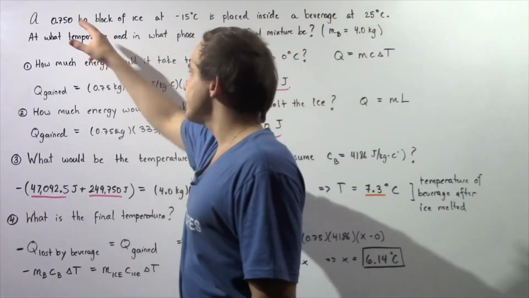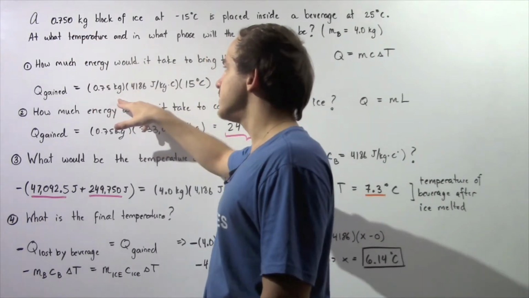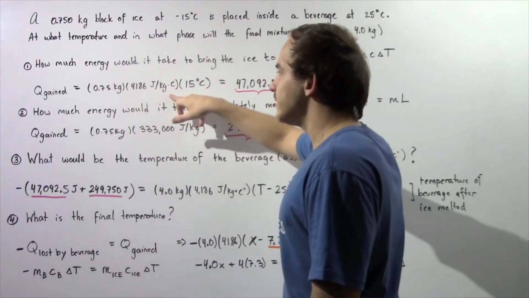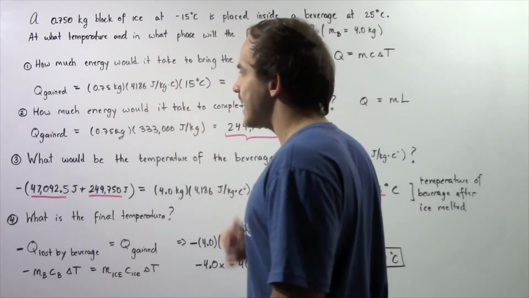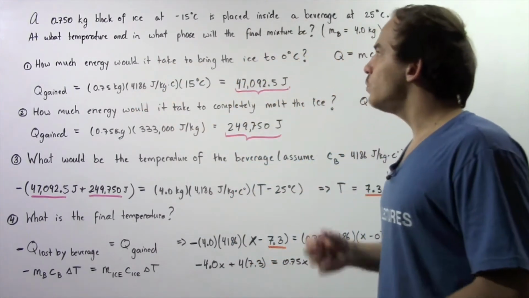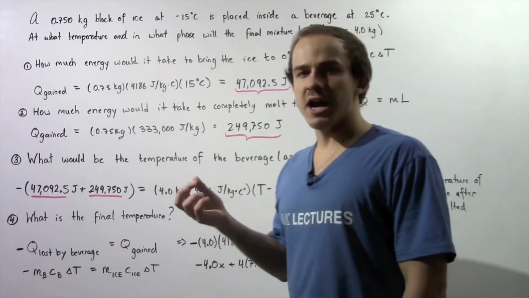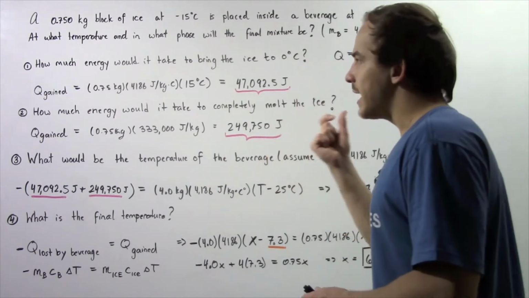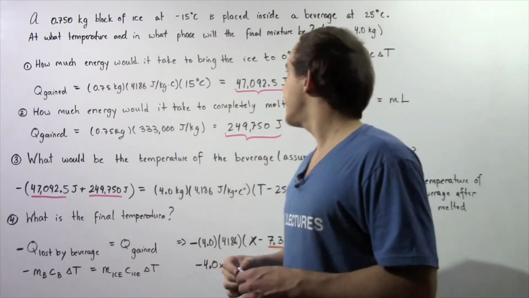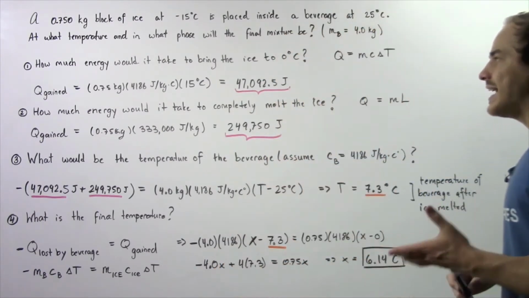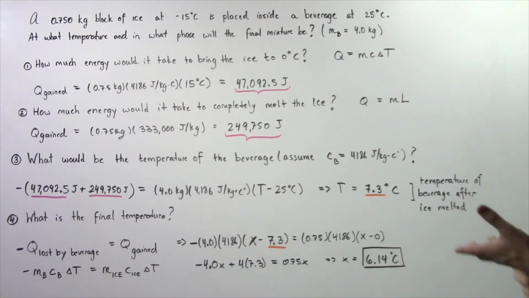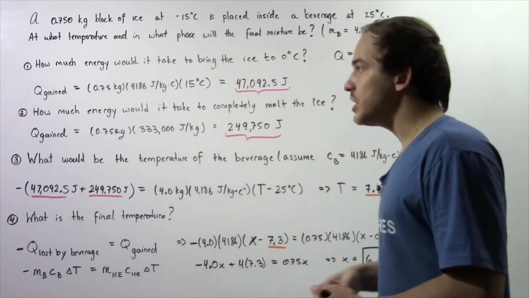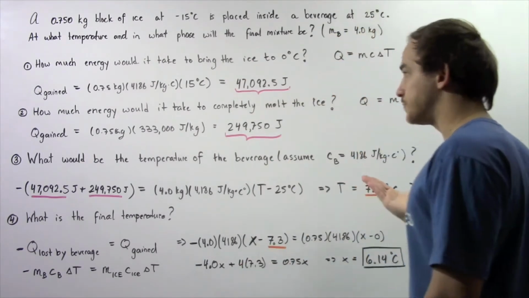So we know what the mass is. It's given to be this quantity. We know what the specific heat of ice is. It's this quantity, which we can look up in a textbook or online. And we know that the change in temperature of the ice is 15 degrees Celsius. So we multiply these three values and we get 47,092.5 joules of energy is gained by the ice, and this same energy is lost by the beverage.